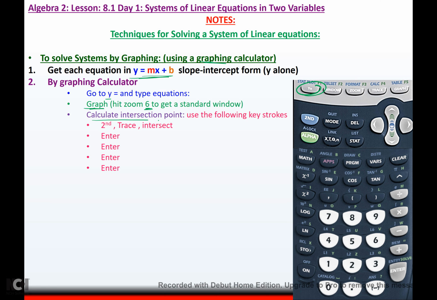And then you're going to calculate the intersection point. And what you do is you hit second, and you hit this calc key because we want, well, you're hitting the trace key, but we're trying to calculate. And then you're going to choose this intersect choice, and then you're going to hit enter basically 4 times, and you'll get your solution.